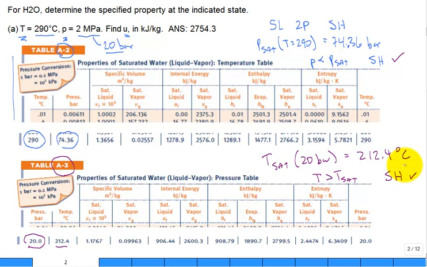Same conclusion, superheated. Superheat is just a perspective. Are you comparing pressures or are you comparing temperatures? So compare the actual pressure with the saturation pressure given that temperature, or the actual temperature compared to the saturation temperature for that pressure. Okay, so now that we conclude that it's superheated, we go to the superheated table.